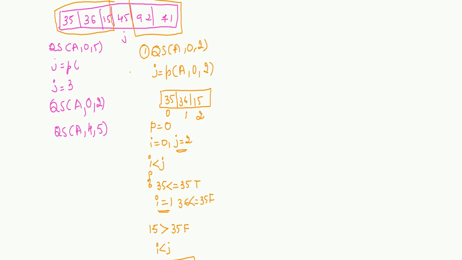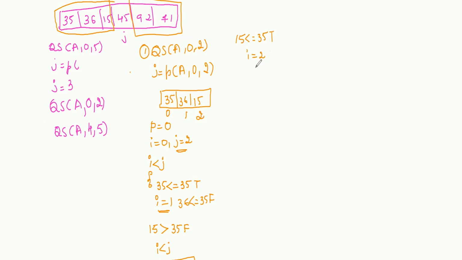Now our j is over here and our I value is over here. Let us continue. Once again, I is less than j. Now I'm going to check while I is less than high. Yes, it is true. Next, I'm also going to check whether 15 is less than or equal to 35. This is also true. Hence I'm going to increment the I value to 2.